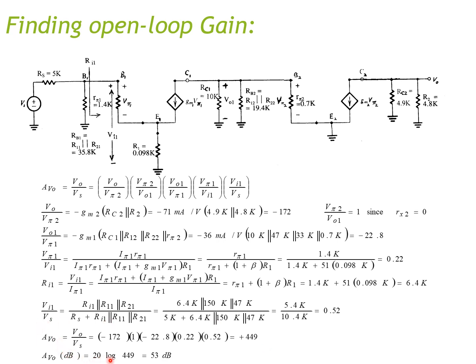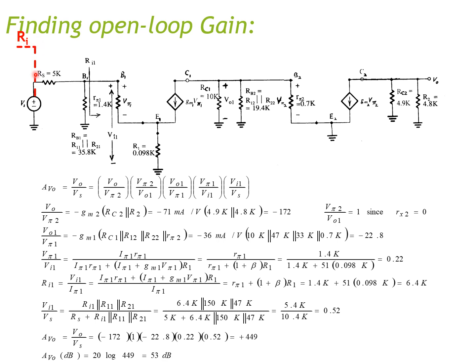You can also calculate that in decibels using this equation. Just 20 multiplied by log of open loop gain, and you get the decibel value to be 53 decibels. Finally, in here we can find the total input resistance of the basic amplifier, or open loop input resistance.